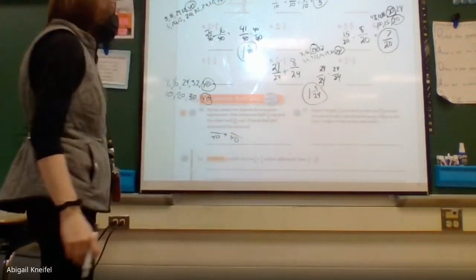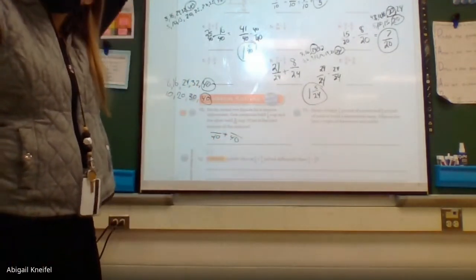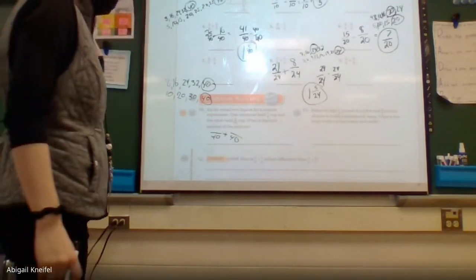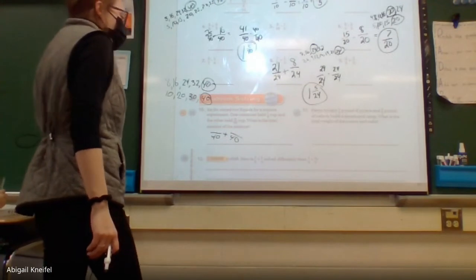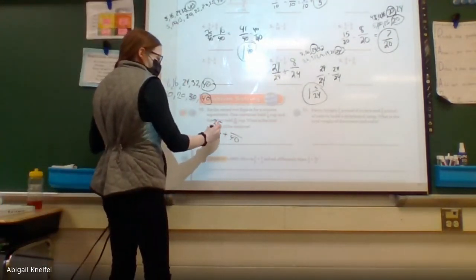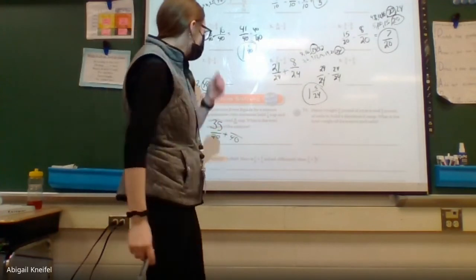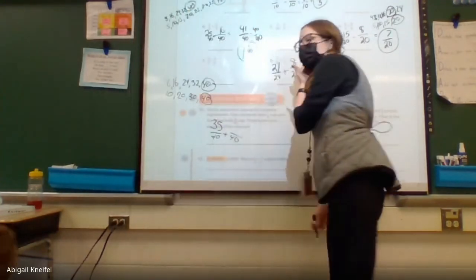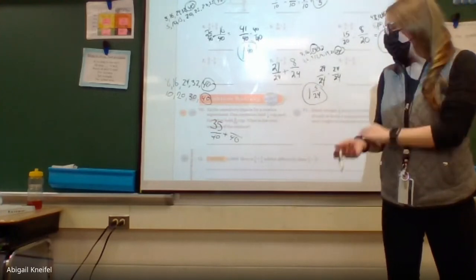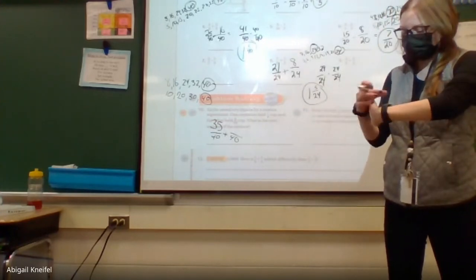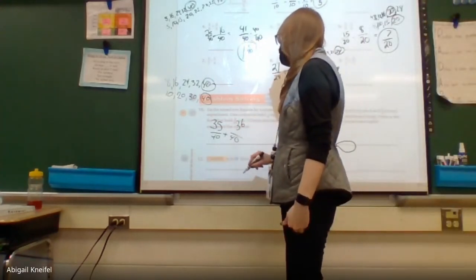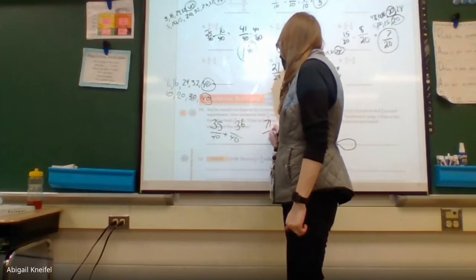How many times did we multiply 8 to get to 40? 5. And now, what's 5 times 7? 35. How many times did we multiply 10 to get to 40? 4 times. What's 4 times 9? 36. Now we have 35 plus 36, which equals 71 over 40.